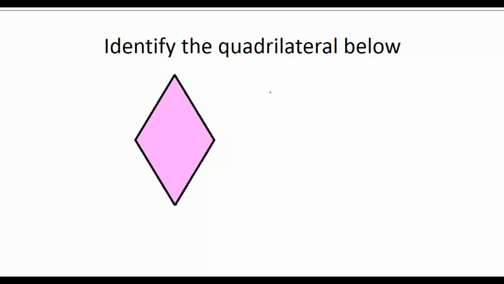So what about this one? You look at it, it kind of looks like a diamond, but diamond is not a shape. I mean, it was a shape when you were in kindergarten, but it's not a shape now. So let's look at this. Could this be a parallelogram? Yes, because this side and this side are parallel, and this side and this side are parallel. So it is a parallelogram.